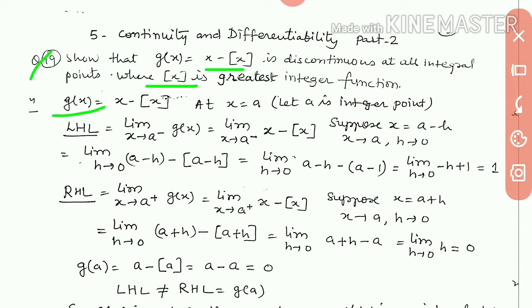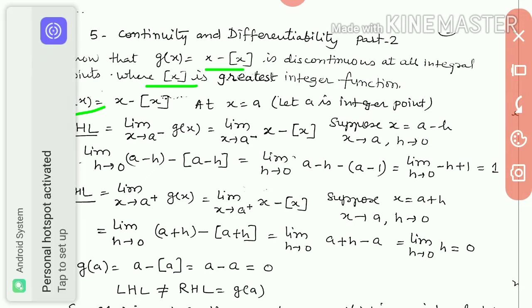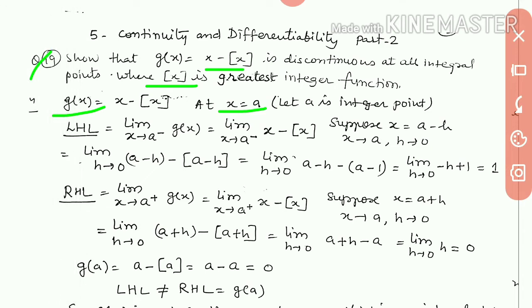Look here, this g(x) is x minus the greatest integer of x at x equal to a. Let a be an integer point. Now we will first find the left hand limit, limit x tends to a minus of g(x). A minus means less than a. So first of all we write the value of g(x), that is x minus the greatest integer of x. Now we suppose x equal to a minus h. Here x tends to a, then h tends to 0.